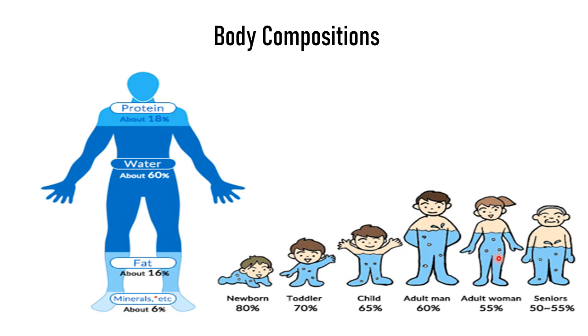Then in an adult woman, you find that women actually have more adipose tissue, or in short, they have more fat than men. So for them, you find that the amount of water is actually lesser than that of men. So the amount of water for them is 55% of their total body weight. Then as we grow up, both men and women, you find that as we grow old, our body is actually filled with more fat. Then the amount of water actually reduces. So you find that 50 to 55% of the total body weight is actually made up of water.